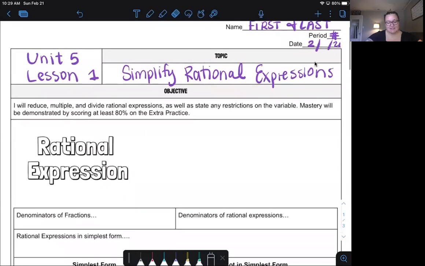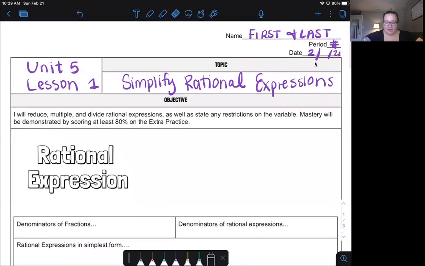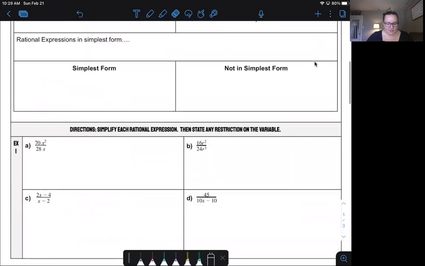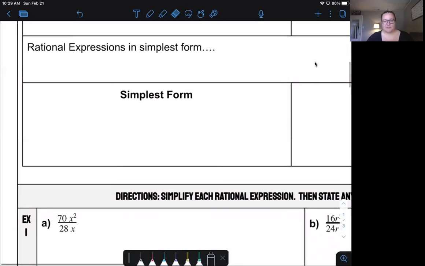So our objective today is I will reduce, multiply, and divide rational expressions, as well as state any restrictions on the variable. Mastery will be demonstrated by scoring at least 80% on the extra practice. So before I give you the definition of a rational expression, I want to show you an example. A rational expression is a polynomial divided by another polynomial. So it's a fraction of polynomials.